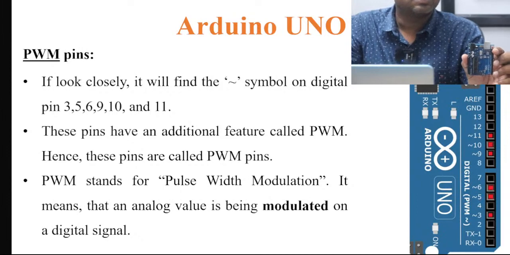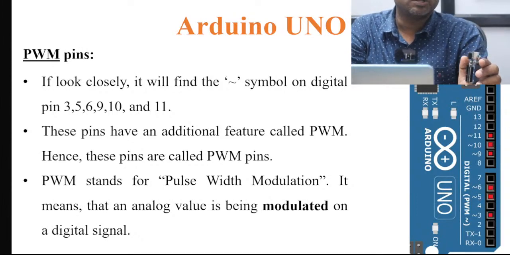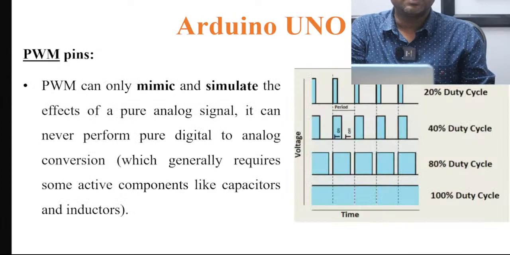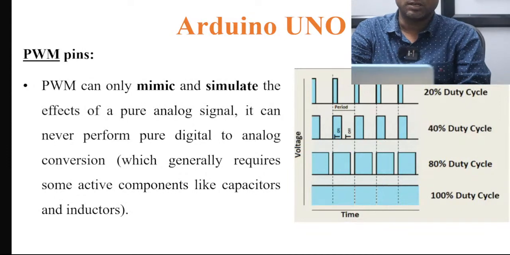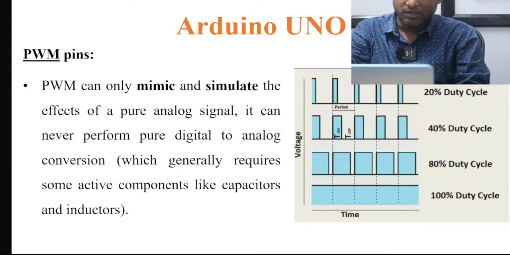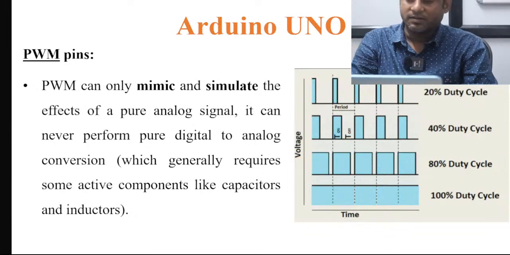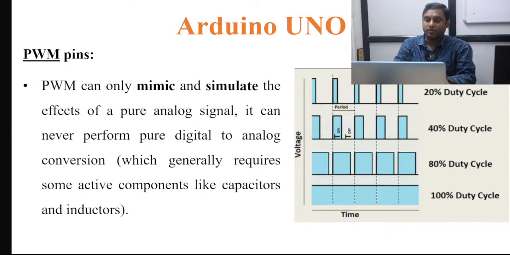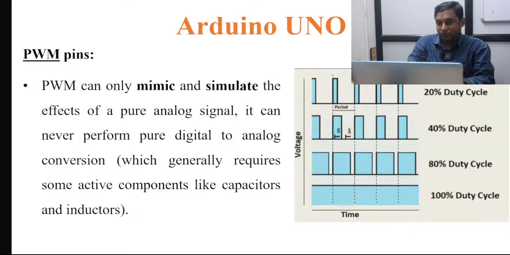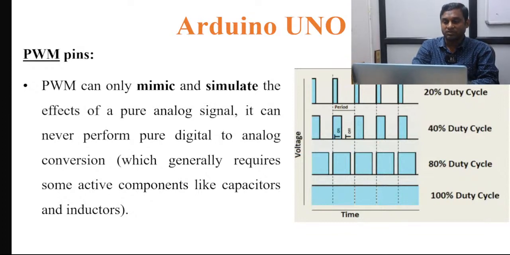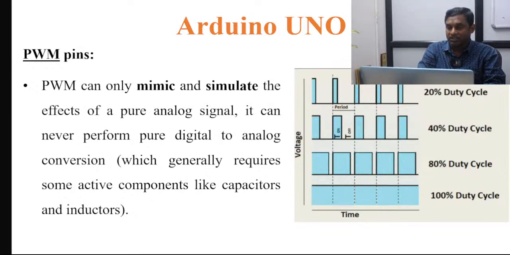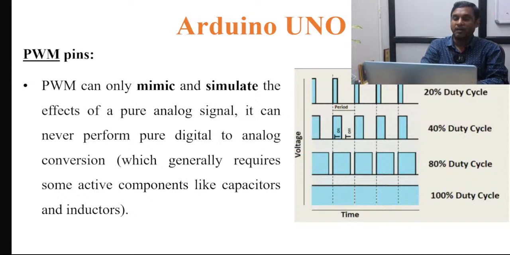Then you can see on this screen how these pulse width modulated signals are generated. Basically these signals can mimic or simulate the effects of a pure analog signal. On the right hand side there are pulses of different widths. Going from top to down, the width of the pulse is increasing. For a particular time the pulse is on, and the rest of the time there is no pulse, or the signal amplitude is zero.